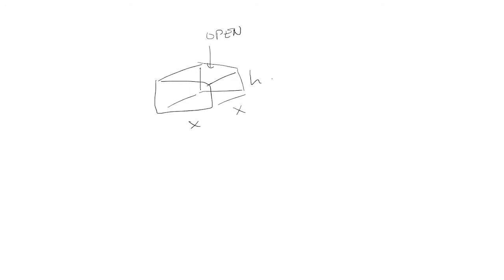So we have a rectangular tank with a square base and an open top. So this is open here. Square base, so we'll call the base x and x, and the height we'll call h. We're given the volume to be 12,800 feet cubed.